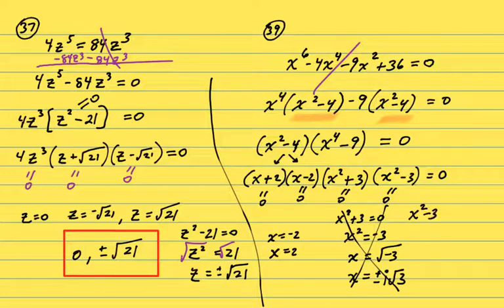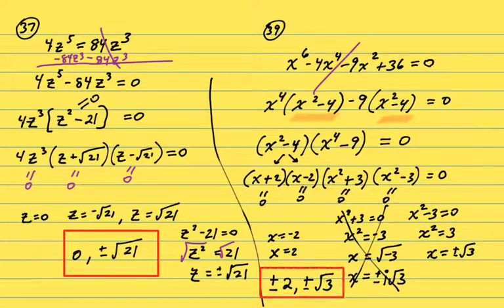However, x squared minus 3 might equal 0. Add the 3 over, take the square root. If you take the square root in an equation, you get positive negative square root of 3. So there's 4 answers, positive negative 2, positive negative radical 3. Because the highest power is 6, the most answers could be 6. But in this case, there's only 4 real solutions.